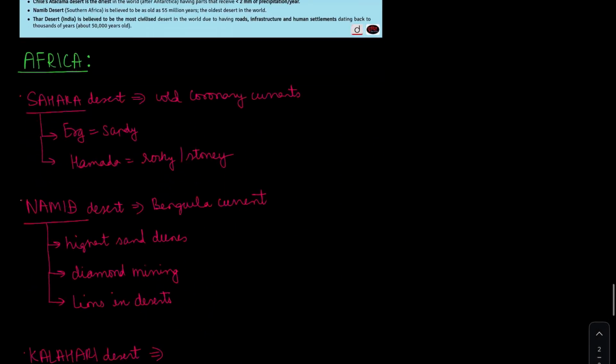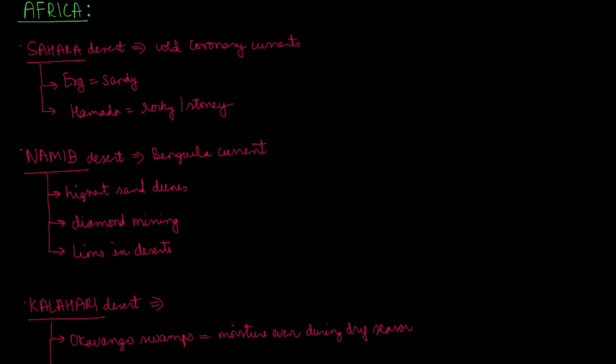Moving to the region of Africa. We'll have a look at these deserts continent-wise. In Africa we have the Sahara, Kalahari, and Namib Desert. The formation of the Sahara Desert is because of the cold Canary currents on the western coast. There is a feature called Erg, which is sandy. Then Hamada is the rocky or stony feature.